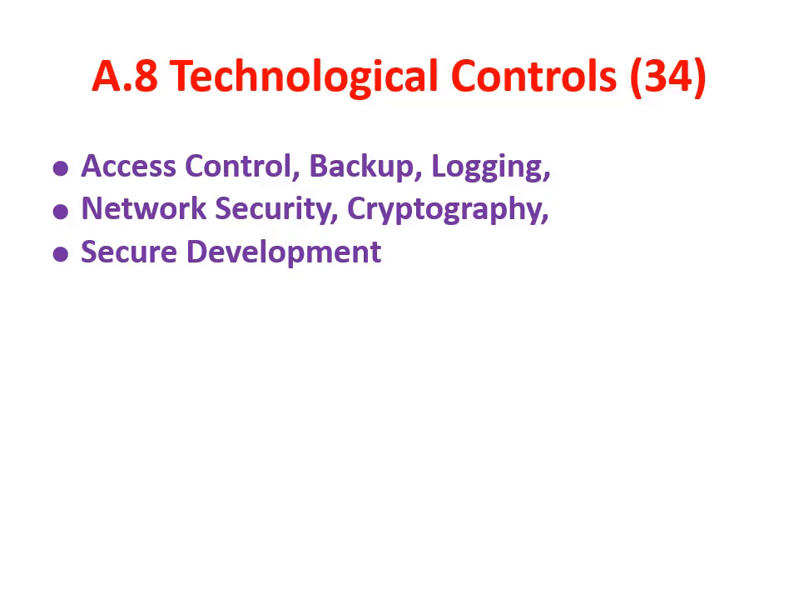8.8 Technological controls. Technological controls focus on protecting information systems, applications, and networks. Examples include access control systems, data backups, logging and monitoring, network security, cryptography and encryption, secure software development. These controls help organizations reduce cybersecurity risks and technical vulnerabilities.